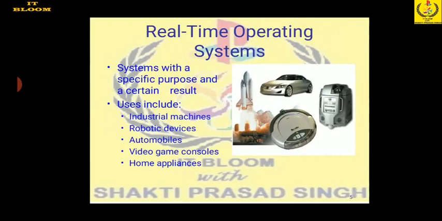It is a system with a specific purpose and a certain result, meaning a special type of work. You have seen in the car where an automated driver is there, that is operated by a special operating system which can run the machine based on the real-time operating system. Uses include industrial machines, robotic devices, automobiles, video game consoles, and home appliances. Nowadays, we have seen in these devices a specific software, another operating system, categorized under the real-time operating system.